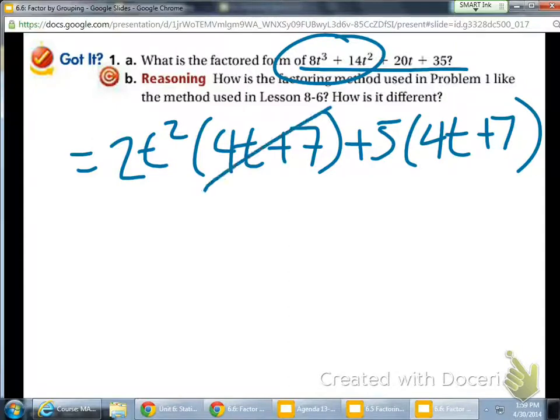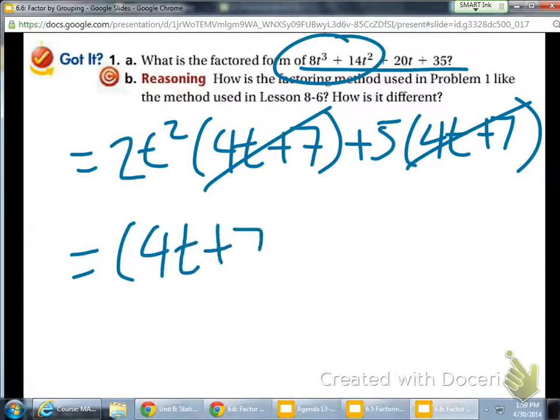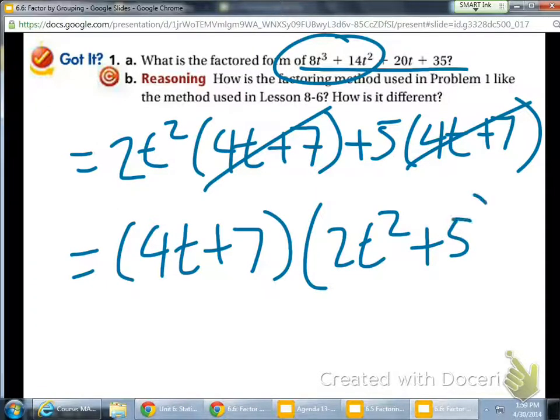If I'm going to pull out 4t plus 7, technically that's taken out. So you have 4t plus 7, and what was left inside? 2t squared plus 5. Did we solve for it or not? And that is the answer.